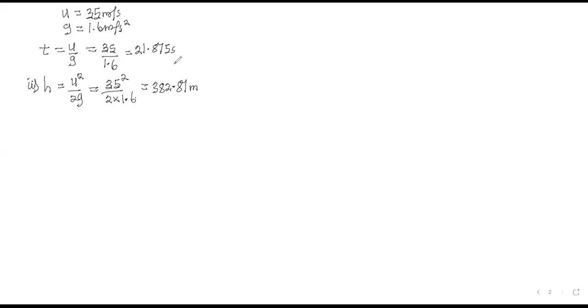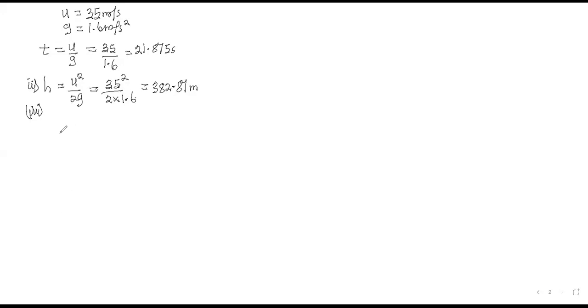There's the maximum height reached. So 300, yes. Then the last question: the velocity 3 seconds after it has been thrown.